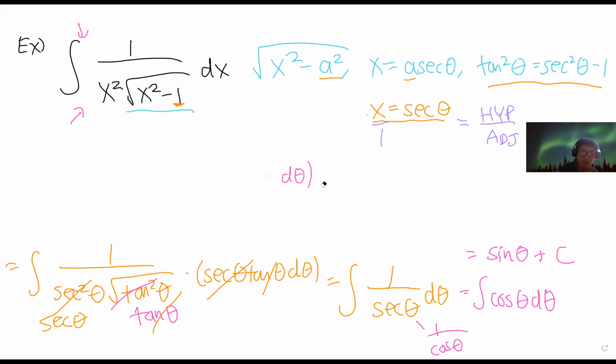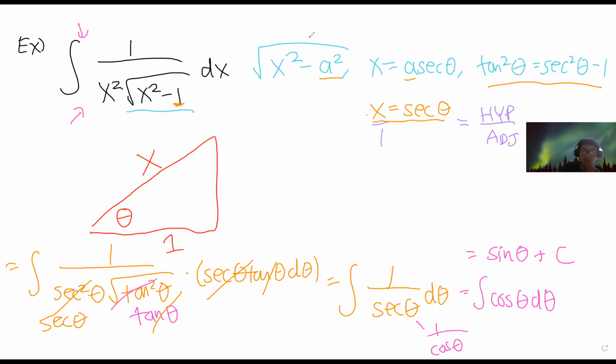I'm going to erase a little more so we have more space. From here, you're going to draw your triangle. Your triangle will be your best friend. So draw the triangle, put a theta on the side. All right, x goes on the hypotenuse, 1 goes on the adjacent. You need to find this question mark. So we're going to use a squared plus b squared equals c squared. It's going to be 1 squared plus question mark squared equals x squared. So you get question mark squared equals x squared minus 1. Take the square root of both sides, you get the square root of x squared minus 1.